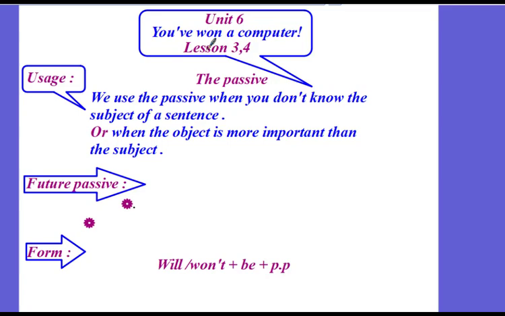This is lesson 3 and 4 in unit 6. First, we're gonna talk about the future passive. What is the usage of the future passive? We use passive when we don't know the subject of a sentence or when the object is more important than the subject. Okay, let's have an example for future passive.